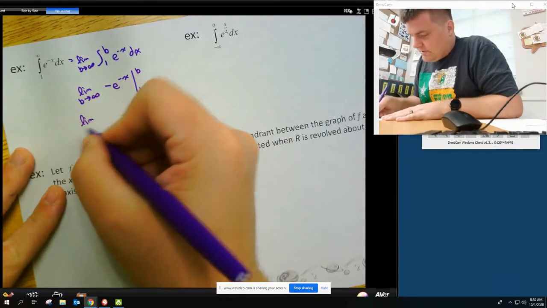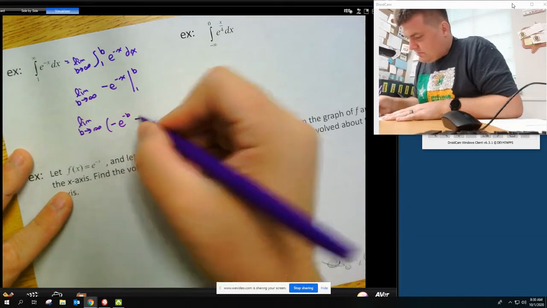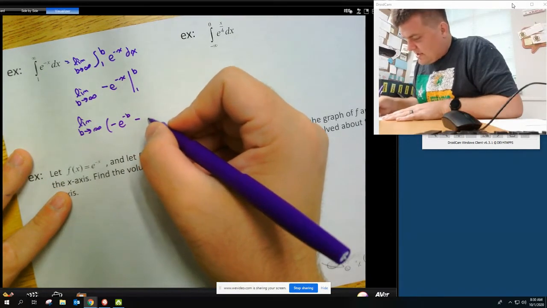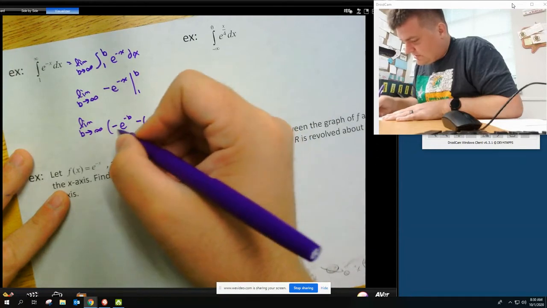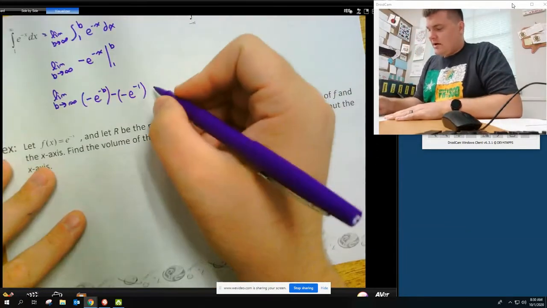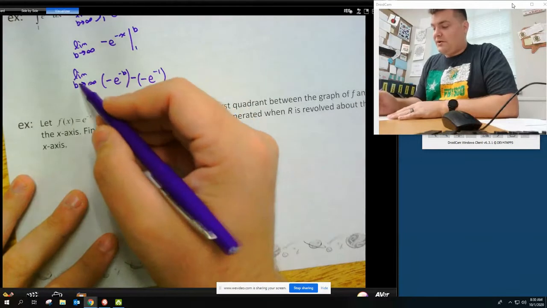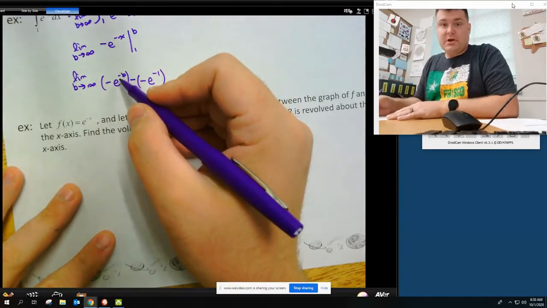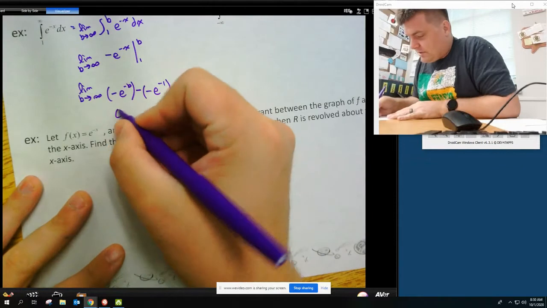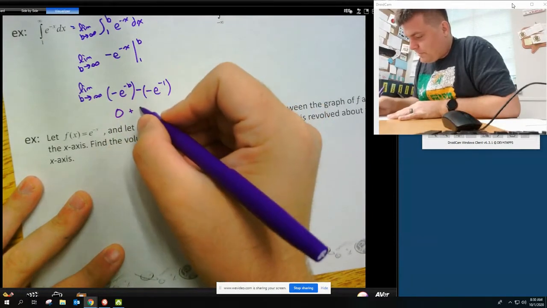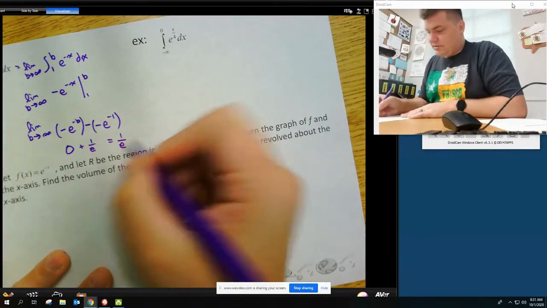So I'm going to get the limit as b approaches infinity of negative e to the negative b minus negative e to the negative 1. Let's put these in parentheses. So let's do this piece by piece. What is negative e to the negative b? If you go out to infinity, it's going to keep getting smaller and smaller and smaller, right? So this is actually going to end up equaling 0. So I'm going to get 0 plus 1 over e, because that's what that is. So the answer is just going to be 1 over e. So this one does converge.